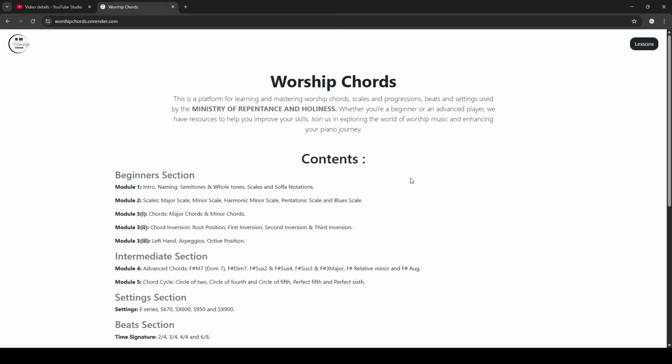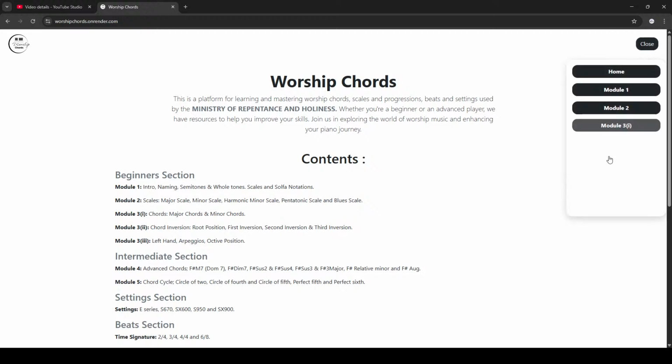So today we're going to handle lesson 4, the intermediate part 1. In this lesson you're going to handle the circle of 2, the circle of 4th, the circle of 5th, major 7 or dominant 7, then the suspended chords, then the relative minor. I'm going to use the website that we had used the other time. Let's begin the lesson right away.